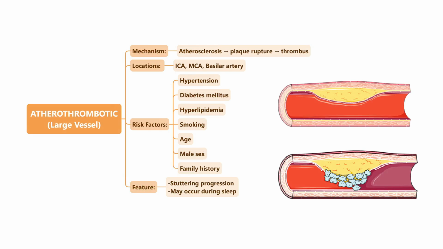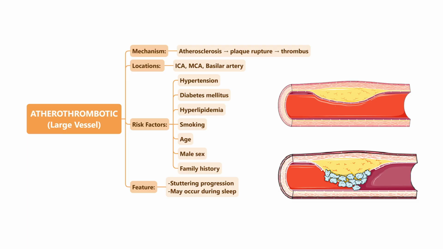Thrombotic stroke involves large vessels. The mechanism is atherosclerosis leading to plaque rupture, which then forms a thrombus that blocks blood flow. The most commonly affected locations include the internal carotid artery, middle cerebral artery, and basilar artery.